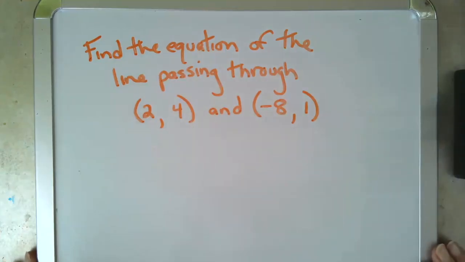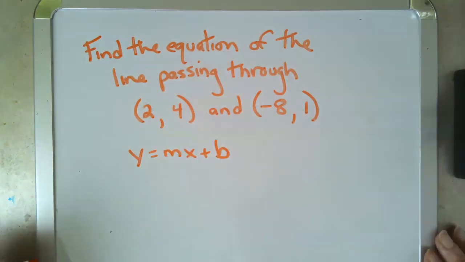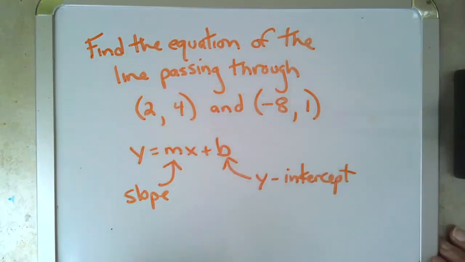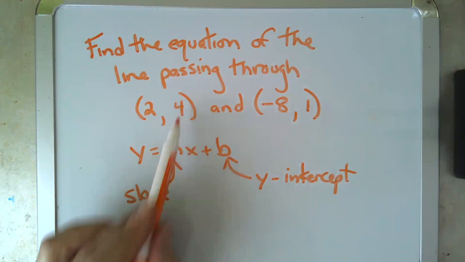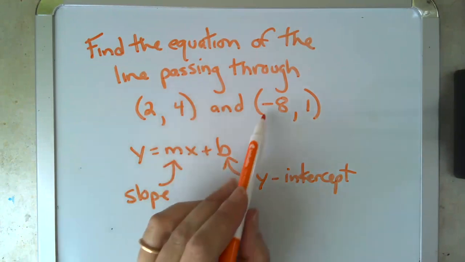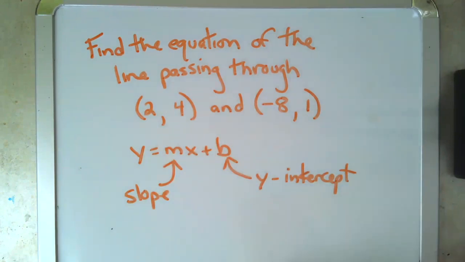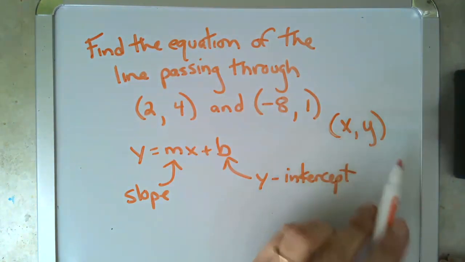So this is a classic linear problem. Find the equation of the line passing through (2, 4) and (-8, 1). The first thing we'd want to remember is the parent equation for a line, and that looks like this, where m is the slope and b is the y-intercept, and x, y are all the points on that line. So (2, 4) would be one of the x, y's, and (-8, 1) would be another one of the x, y's. And that, of course, is remembering that an ordered pair is in the order x, y.